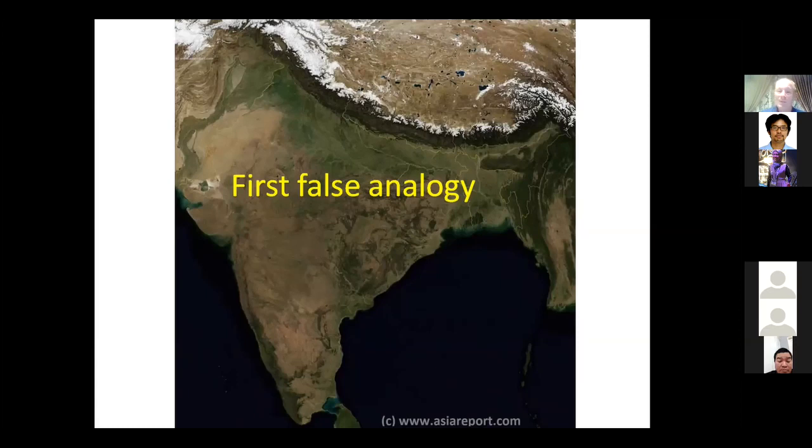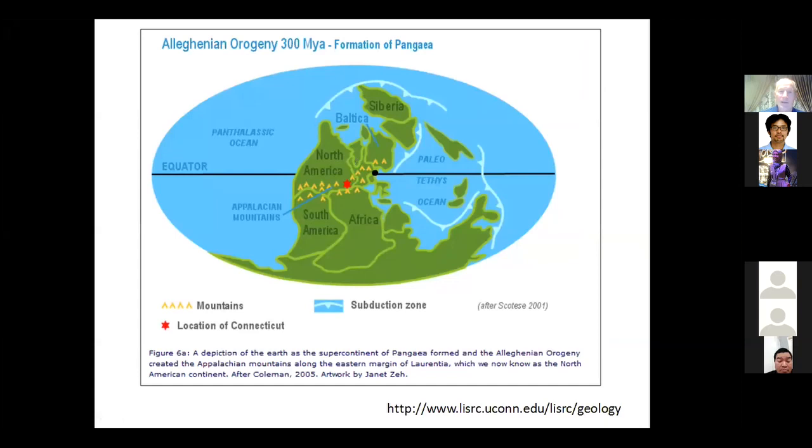But if you think about it, this is a very, very strong situation. We've got India moving very fast in a straight line right into the side of Eurasia, almost like a spear or an arrow going into an animal. And that is why we get such a strong result there.